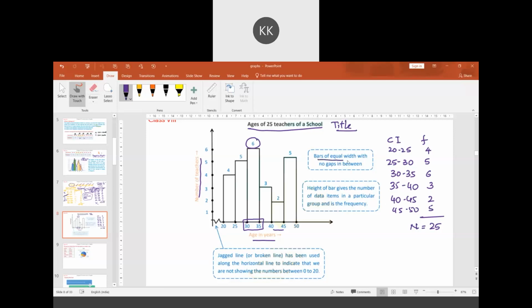Observe here, bars of equal width with no gaps between them. So they are all of equal width. On the x-axis, we can take 1 centimeter equal to 5 units. On the y-axis, 1 centimeter is equal to 1 unit.